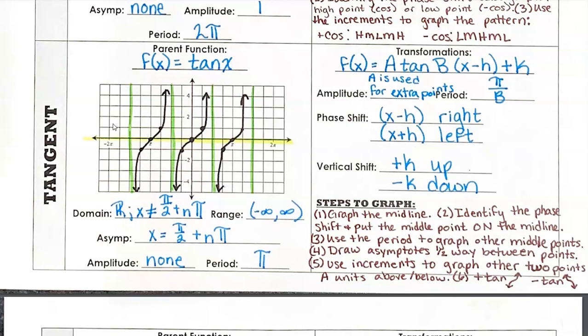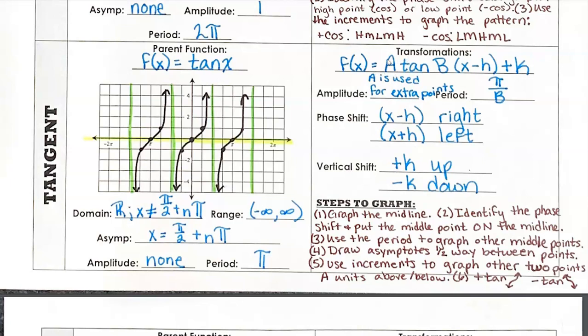All right, so remember, we do not have an amplitude for tangent, and our period is pi. So when I look at my standard form of my tangent function, a times the tangent of b times the quantity x minus h plus k, your phase shift and your vertical shift are going to be the exact same as they were for sine and cosine. Minus h shifts to the right, plus h shifts to the left, plus k goes up, minus k goes down. My amplitude, I don't really have an amplitude.